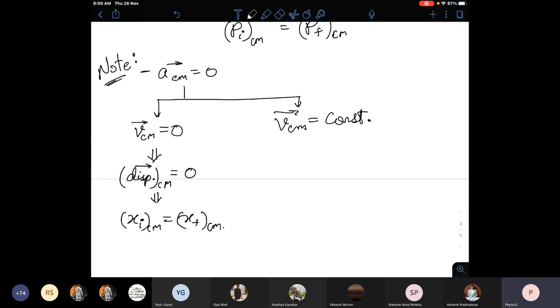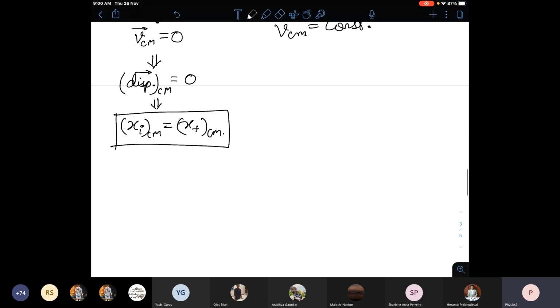A center of mass equal to 0 means your net external force on the system is 0. When the net external force on the system is 0, there is a possibility that your center of mass is at rest and its position is not changing. Okay, so this creates some unique situations, like let's see a question.